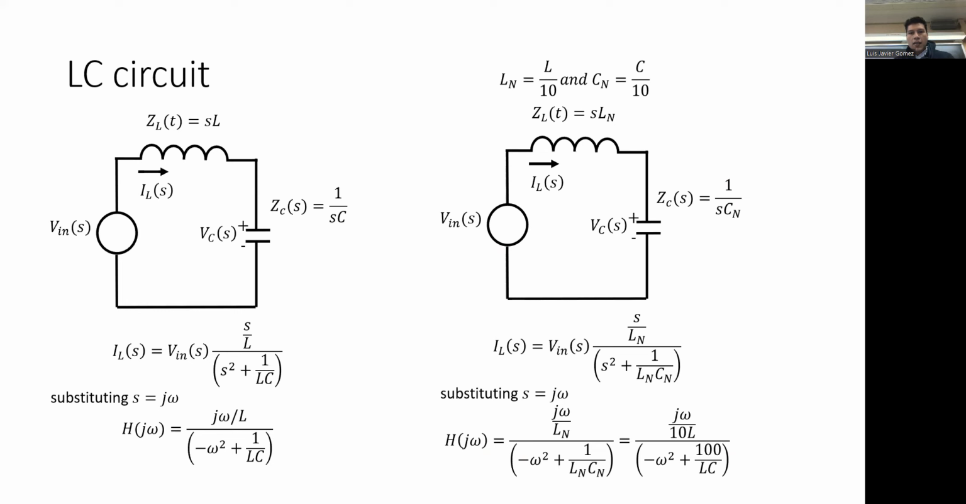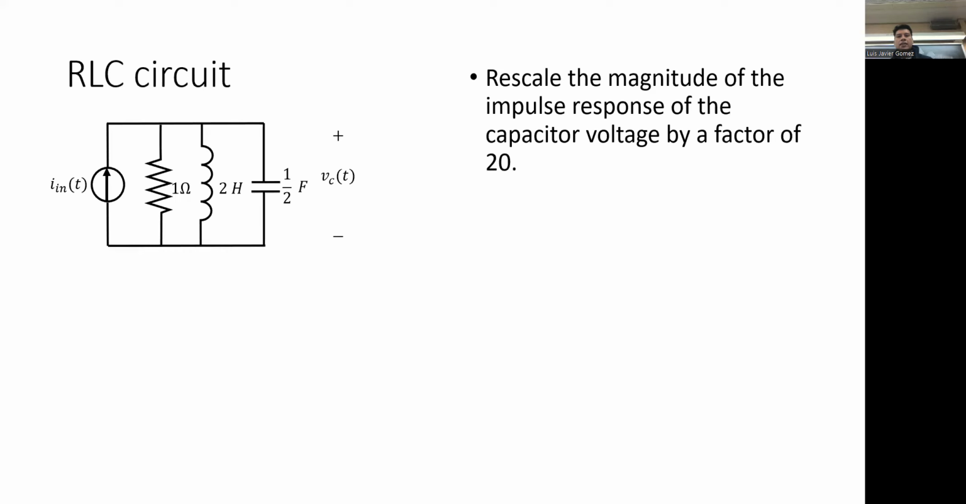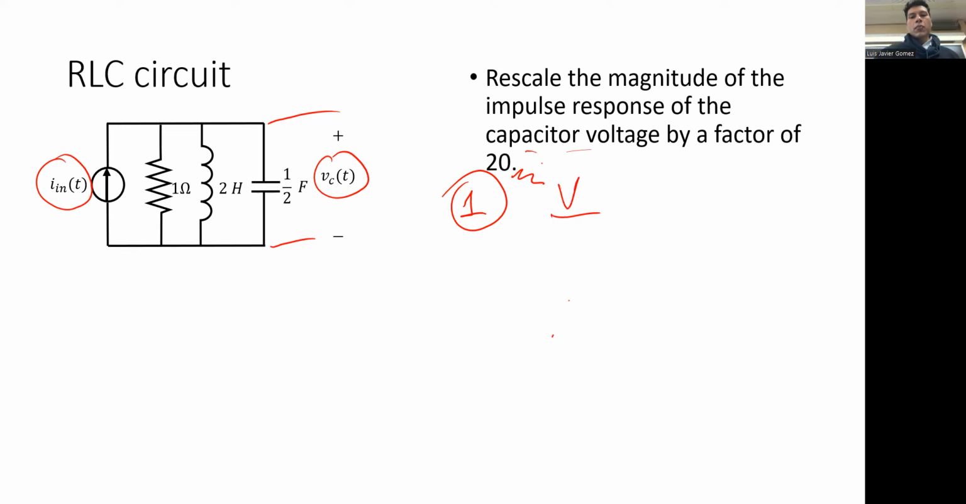All right, let's look at some examples. So let's say I designed this circuit and now I want to rescale the magnitude of the impulse response of the capacitor voltage by a factor of 20. So what would I have to do here? What's the first question you should be asking? Well, we need to find Km, but to find Km, what's the first thing that you need to know? Determine the relationship between the input and the output. Yeah, so we need to know the units of the output to the input. So in this case, it's volts per current in.